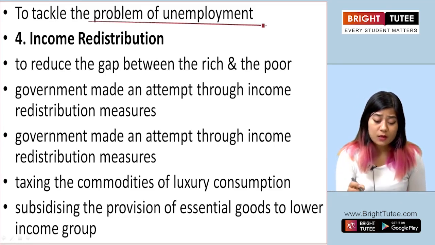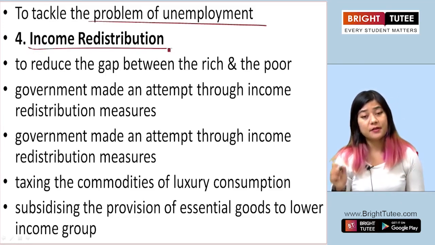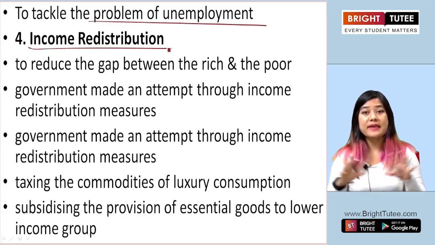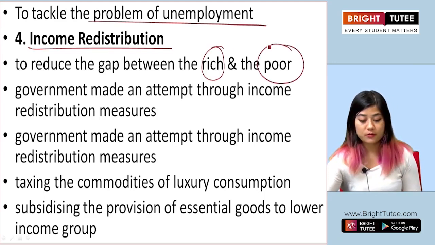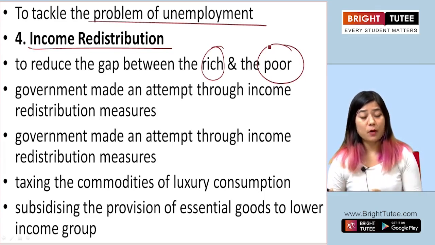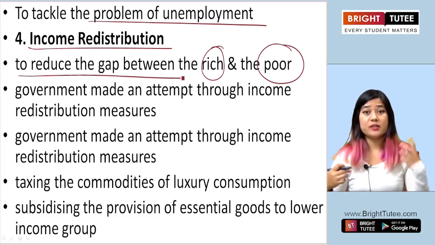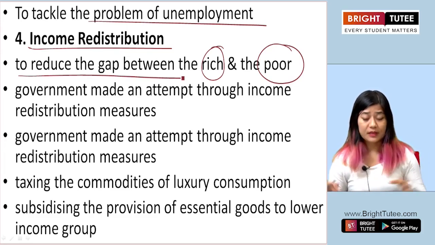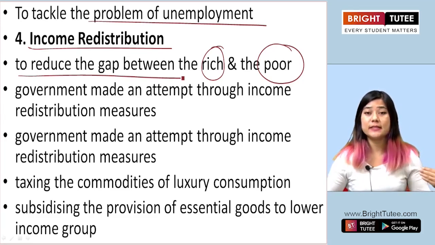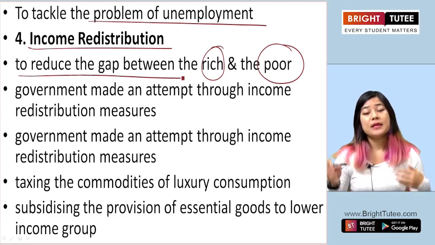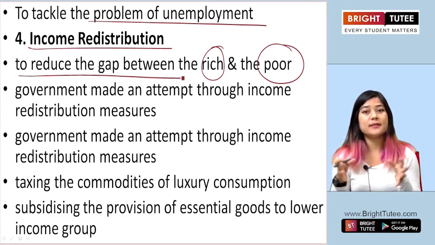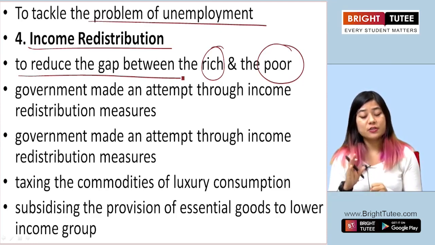The fourth measure is income redistribution. Now, we already know there is a big gap between the rich and the poor. In order to get rid of poverty, we need to reduce the gap between the rich and the poor. Make sure that the widening gap, the gap which keeps on widening instead of decreasing, has to be reduced. That gap has to be made smaller and smaller. Then only can we get rid of poverty.